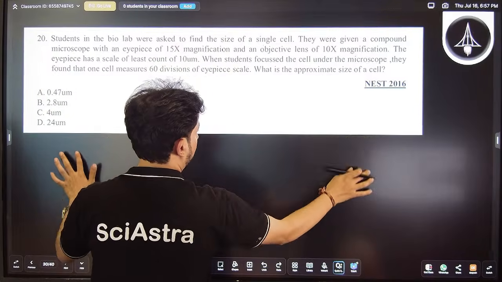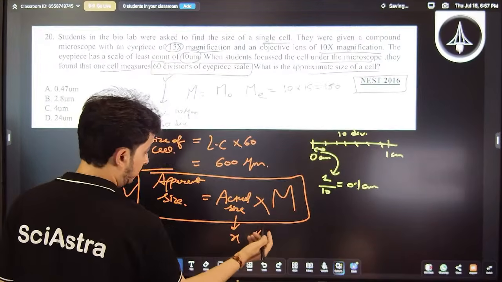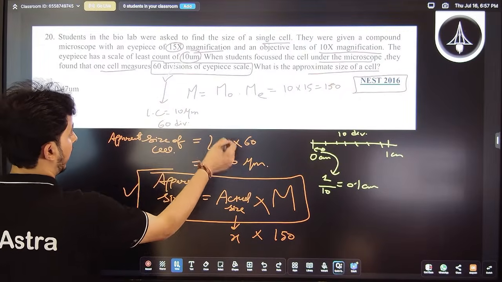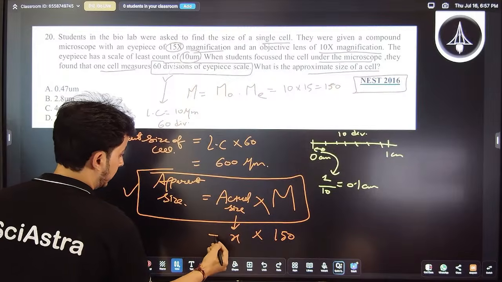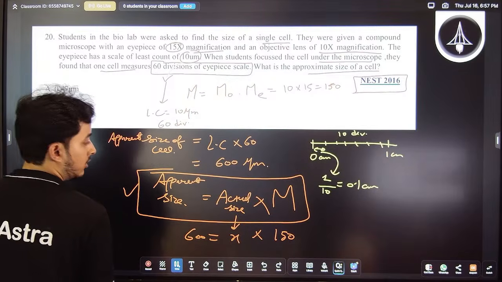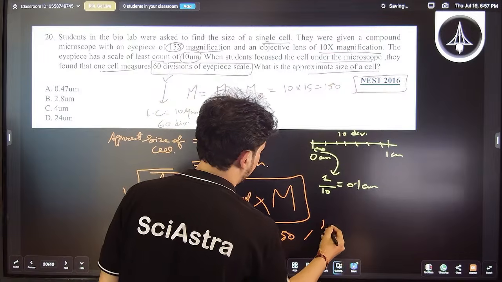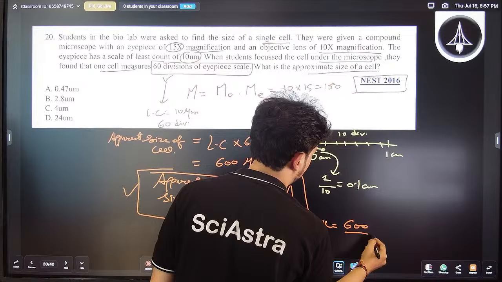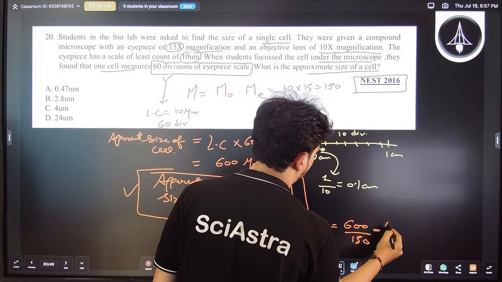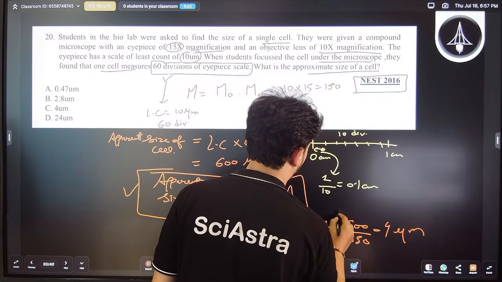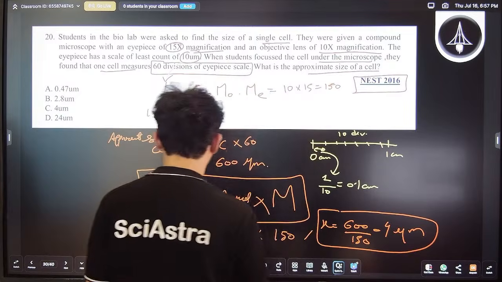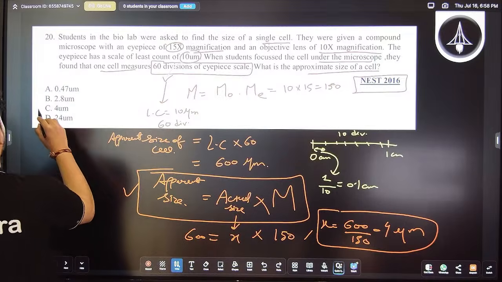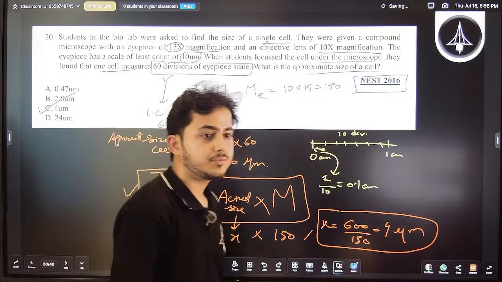Now in this formula, if you put 150 here, and the apparent size that I calculated based on the observation, that was 600, you get x as 600 divided by 150, that is nothing but 4. So your answer is 4 micrometers. That is the actual size of that particular cell, and that is option C, right?